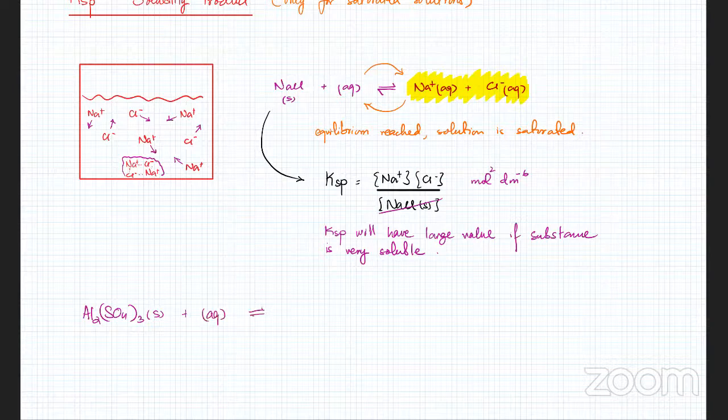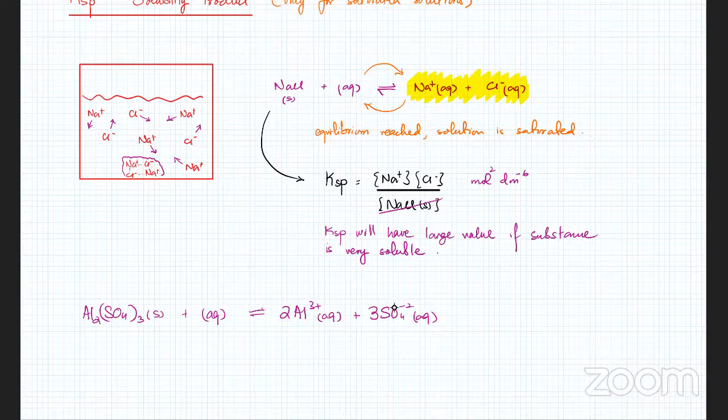And when it dissolves, it's going to produce what? It's going to produce Al3+ aqueous ions, and it will produce SO4 2- aqueous ions. So the salt is going to dissociate, and it's going to produce 2 aluminum ions and 3 sulfate ions. Okay? So the ions are going to be produced, and they would dissociate.